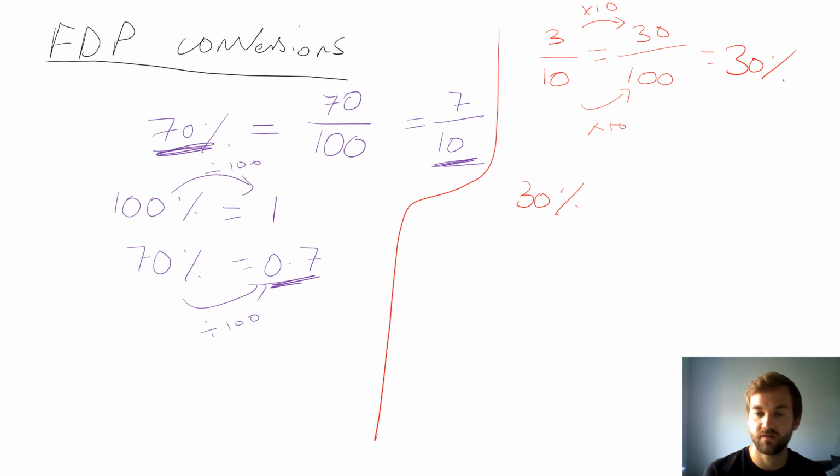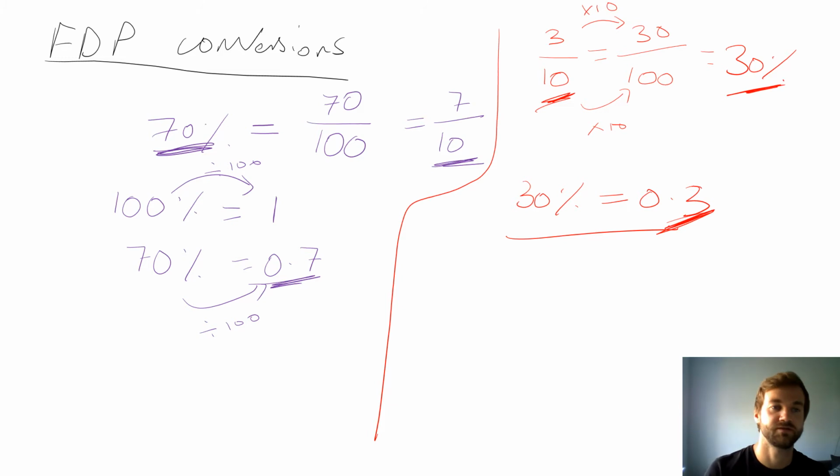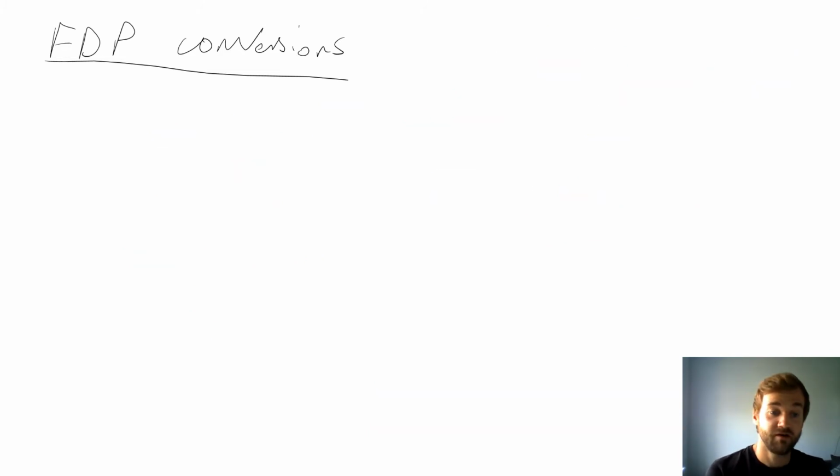100% is 1, then 30% is 0.3 out of 1. I guess you could think about it as well. So 3 out of 10 is the same as 30%, is the same as 0.3. You'll be asked to convert a variety of things.